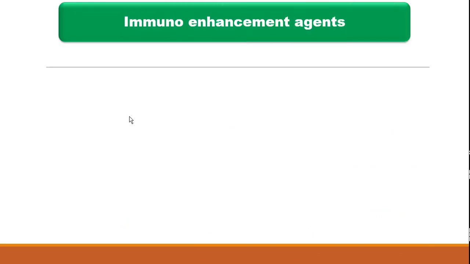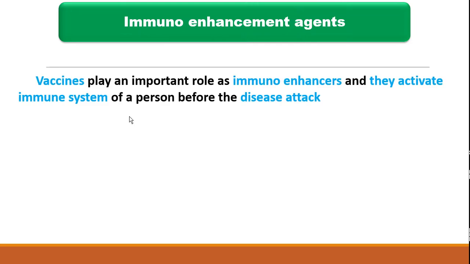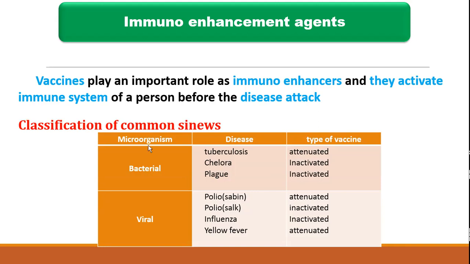Okay, next, immune enhancement agents. What are the immune enhancement agents? In this category, generally vaccines will come. What is the classification of vaccines? You see here: microorganism, bacteria. Bacteria which cause tuberculosis, cholera, plague. Viral: what is the virus? Polio, influenza, yellow fever. These are the diseases. Now these are completely inactivated, and these are now continuing attenuated.